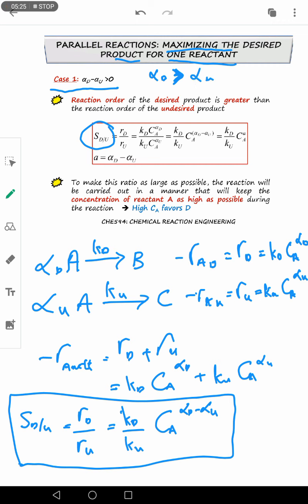So for example, if alpha D is 2 and alpha U is 1. The value, not quantity, is bigger. If alpha desired is higher than alpha U, then alpha desired minus alpha U is of course bigger than 0.